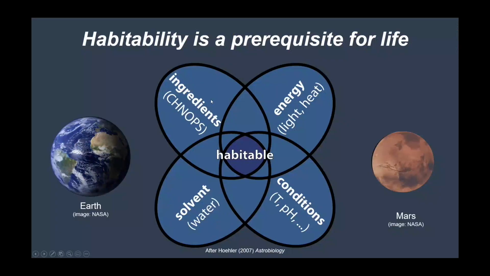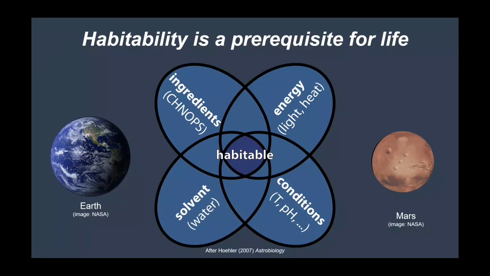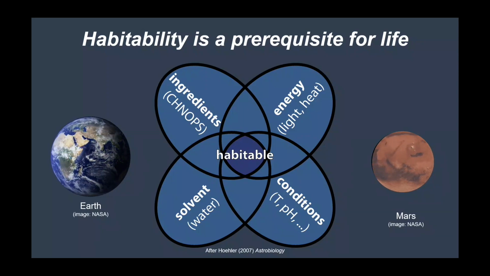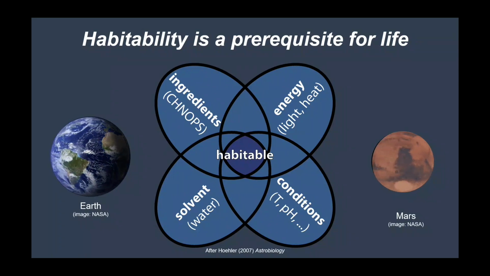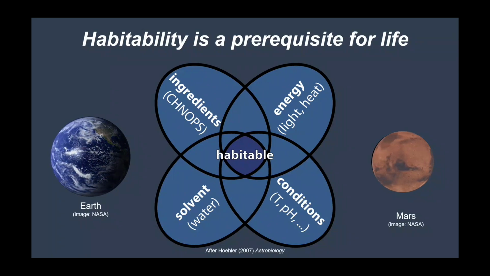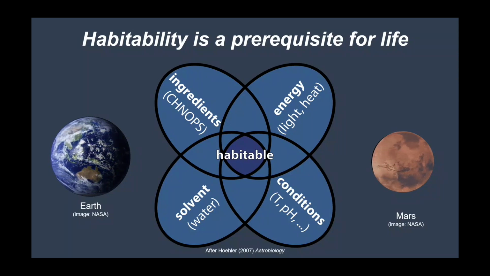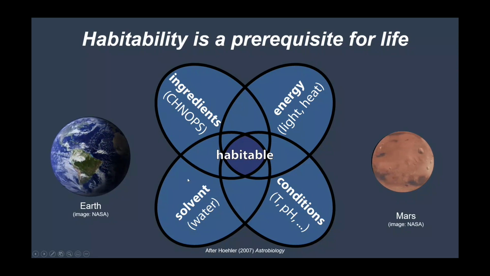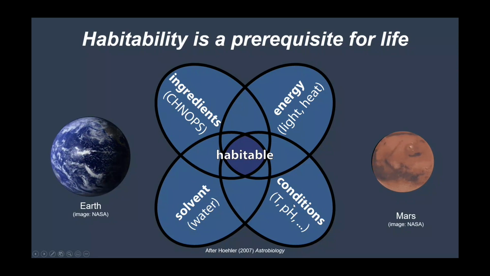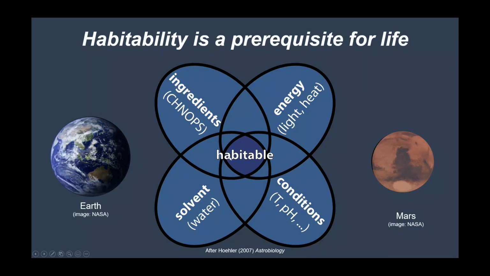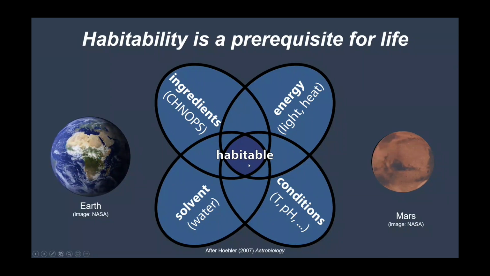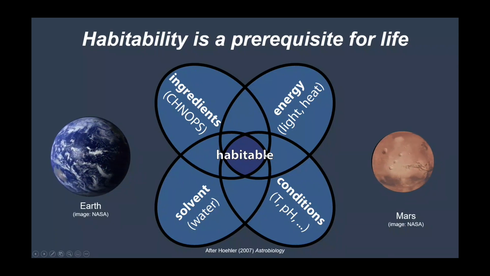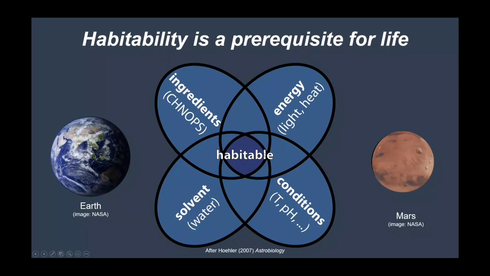So I want to talk about habitability, right? Habitability is a word that you've maybe said or heard in terms of planetary processes. But what is it that creates habitability? There's this really nice diagram by Tori Hoehler in 2007 that says you need to somehow bring together the ingredients, the energy, the solvent, water, and the conditions all together in the same place at the same time to make a habitable environment. So I really want to focus on a process that can generate habitable environments on planetary surfaces, which you all know is serpentinization.